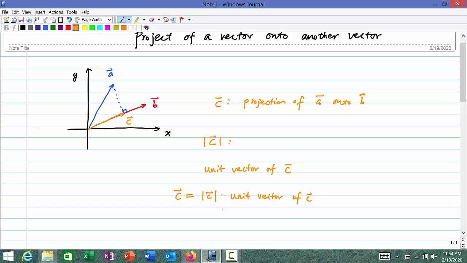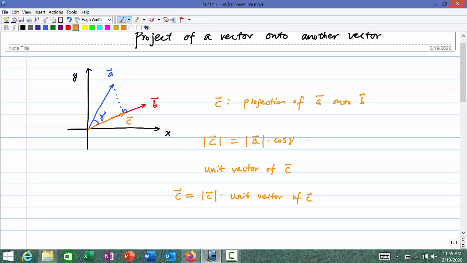So let's start with the length of C. The length of C is computed as follows. Let's assume the angle between these two vectors is gamma. So the length of C is equal to the length of A times cosine gamma. Now the problem is that it's a little hard to compute this, because I have to compute gamma.